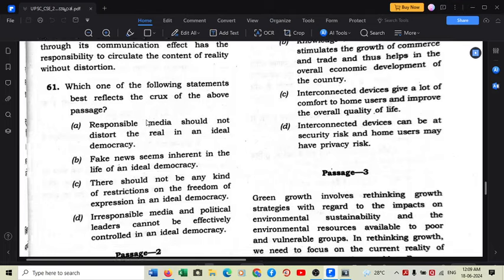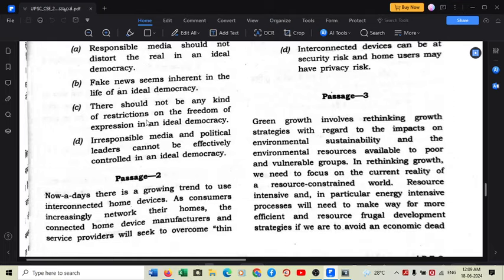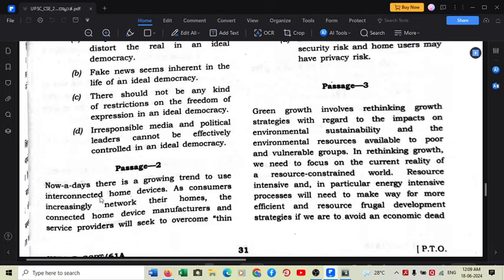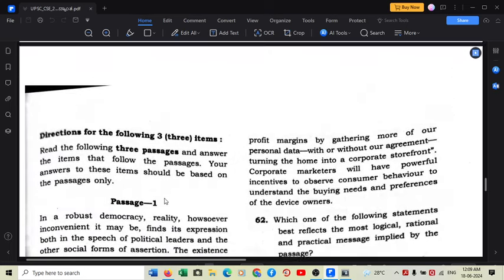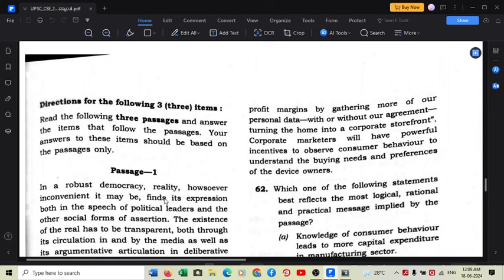Okay, 62. The passage for question 62 is different. Nowadays, there is a growing trend to use interconnected home devices. As consumers increasingly network their homes, the connected home device manufacturers and service providers will seek to overcome thin profit margins by gathering more of our personal data with or without our agreement, turning the home into a corporate storefront. Definitely more profit margins can be made by manufacturers of home devices if they have our personal data, if they know what we like.